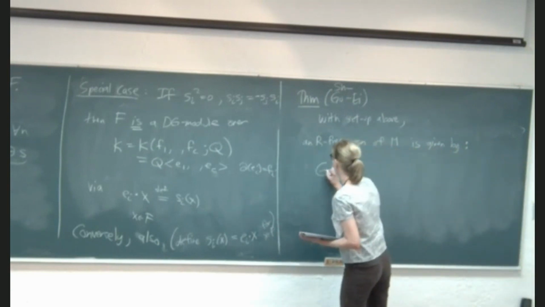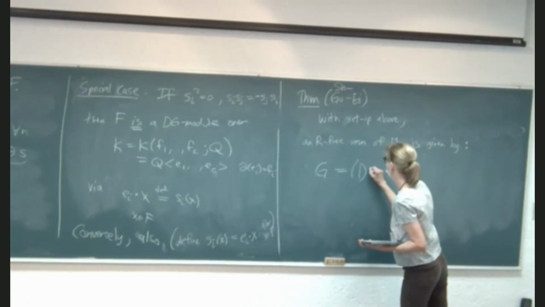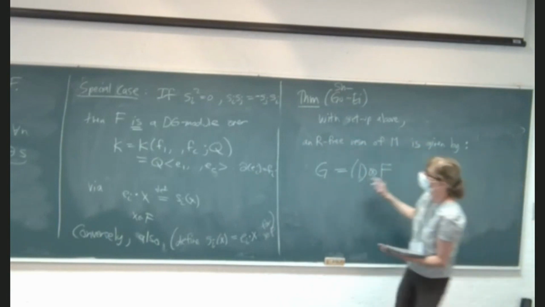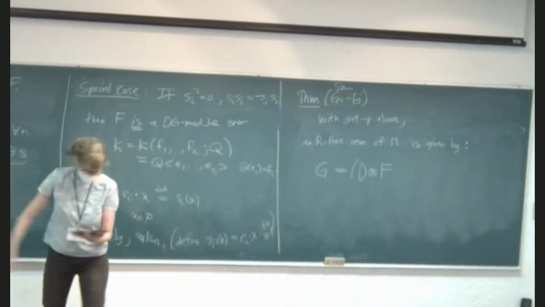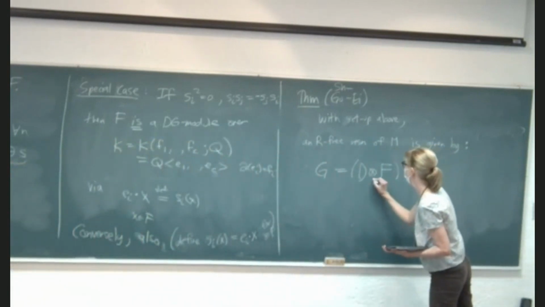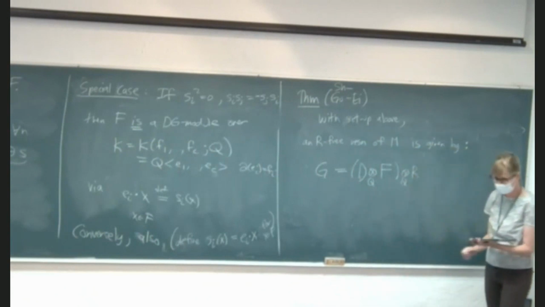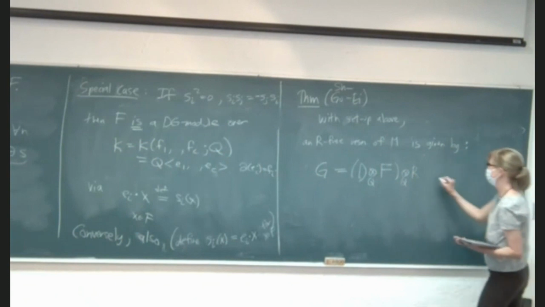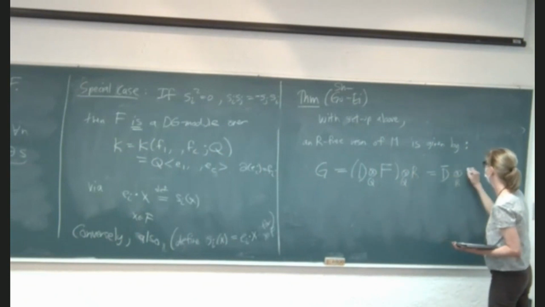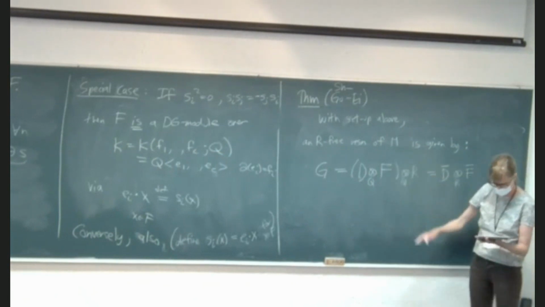I'm going to call it G so I can just talk about it. So it's going to be D tensor F. I have to tell you what all these things are. So F is the resolution over Q. And D, I have to tell you what it is. And these are all Q modules, so this is over Q. You need to bring them down to R, so you tensor down to R. I could write that as D bar tensor over R with F bar if you want. They're free modules, you just bring them down to R.